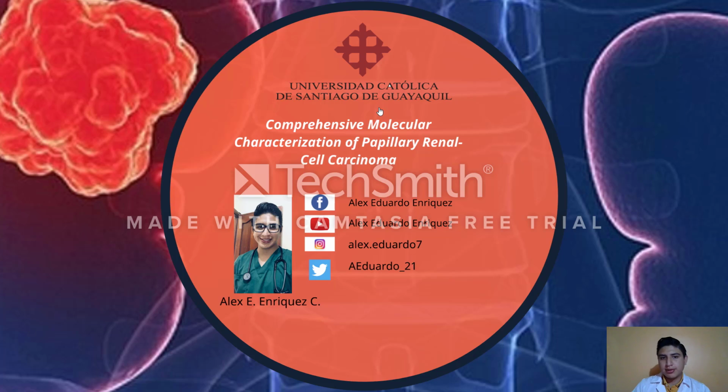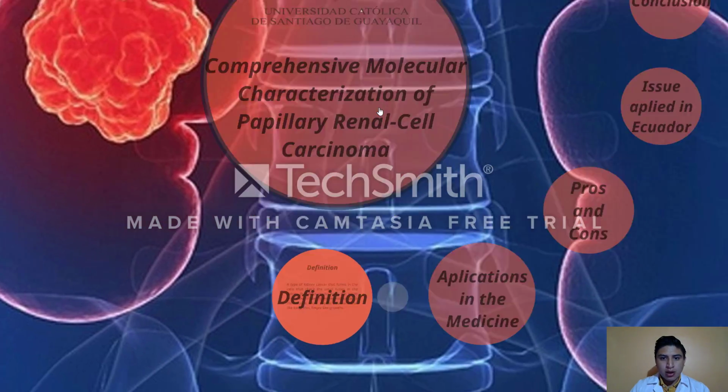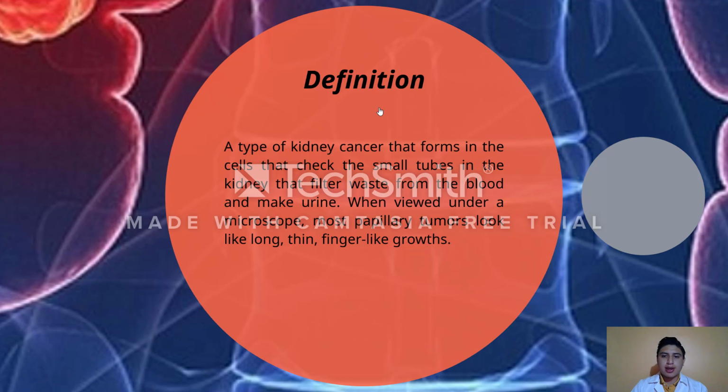I talk about comprehensive molecular characterization of papillary renal cell carcinoma. Definition: a type of kidney cancer that forms in the cells that line the small tubes in the kidney that filter waste from the blood and make urine. When viewed under a microscope, most papillary tumors look like long, thin finger-like rods.